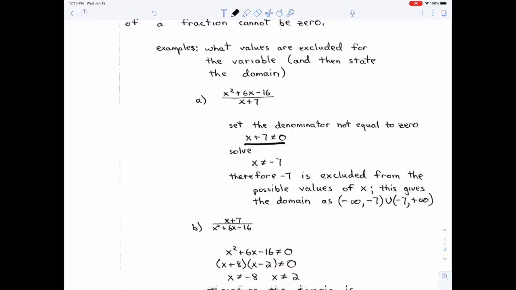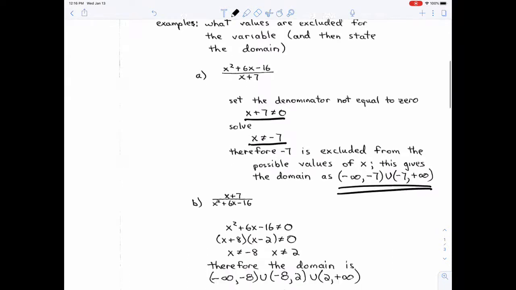And what does it say? X cannot be negative 7. Well, if x can't be negative 7, it's everything else. So it starts from negative infinity. The domain is negative infinity to negative 7, and then negative 7 to positive infinity. So we're just excluding negative 7. Now, unfortunately, Alex pretty much just stops at what's excluded. But you should be able to tell me not just what's excluded, but what's included. What's included is the domain.